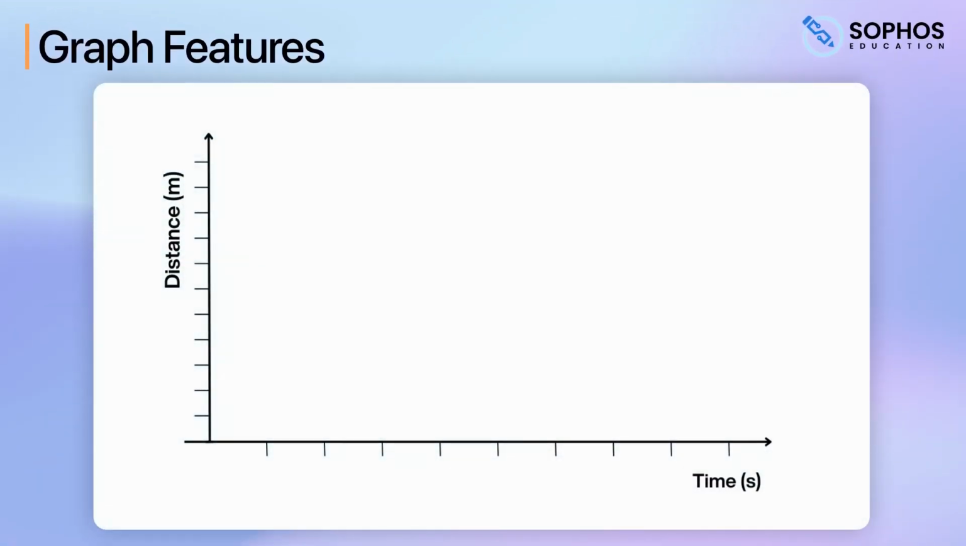A distance-time graph plots an object's distance against time. The horizontal axis, which is also known as the x-axis, represents time, usually in seconds, while the vertical axis, which is also known as the y-axis, represents distance, usually in meters. This type of graph provides a visual representation of how an object's position changes over time.